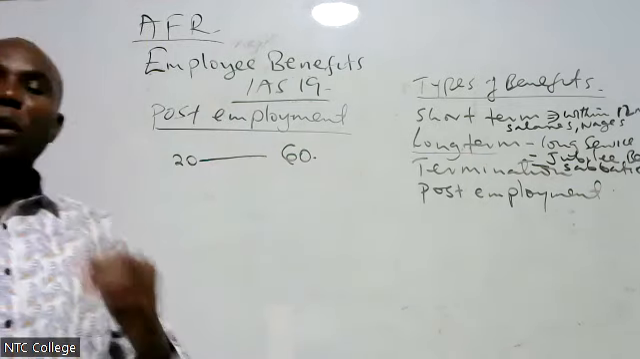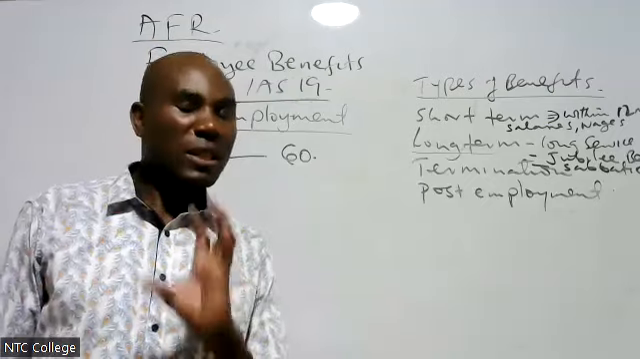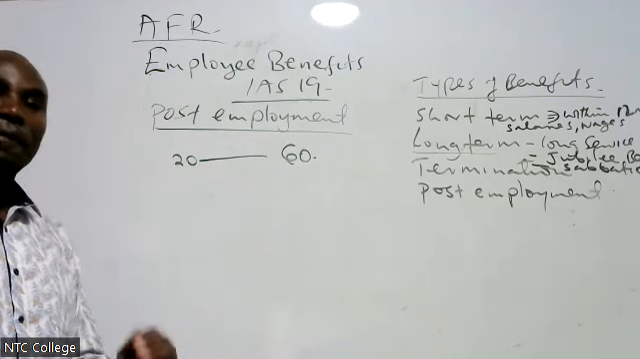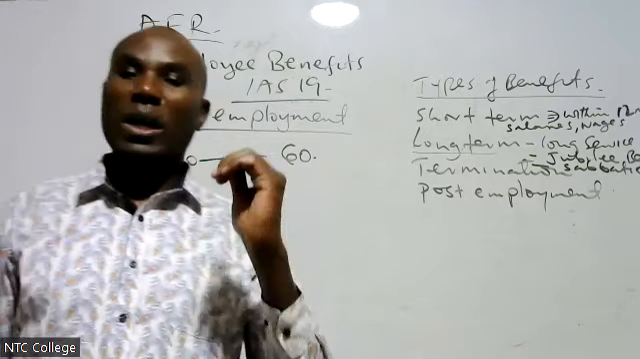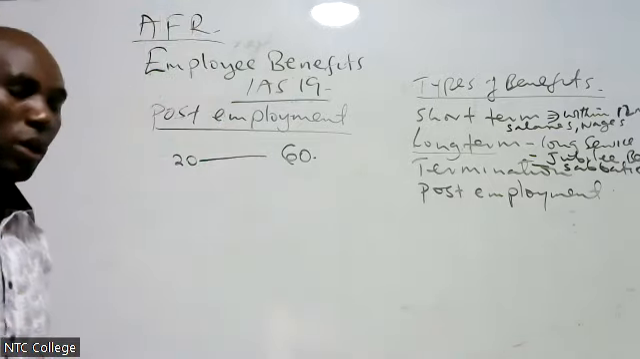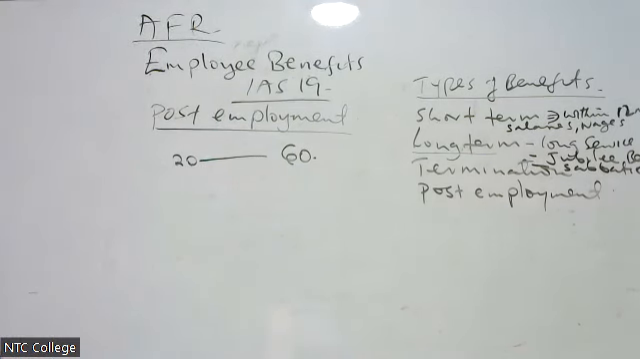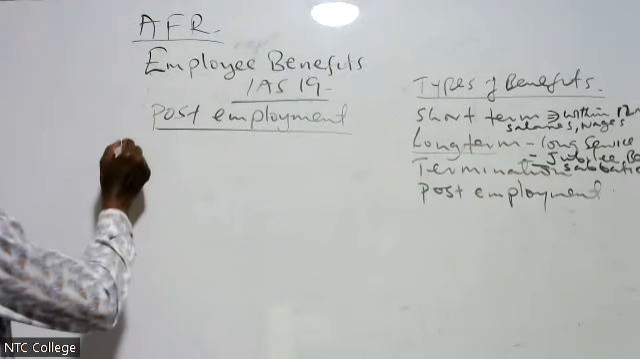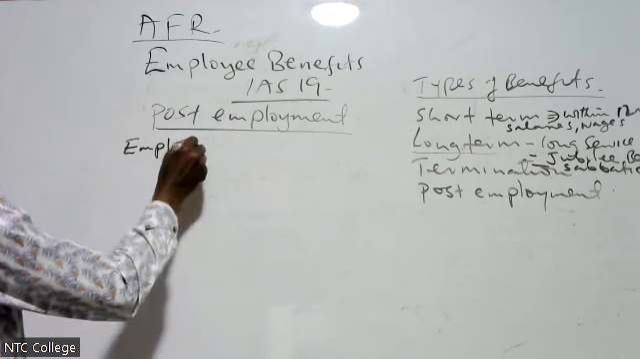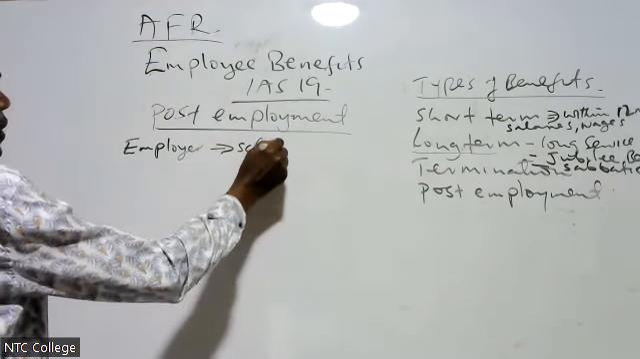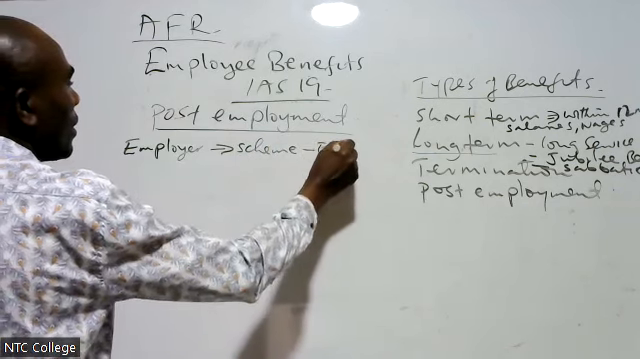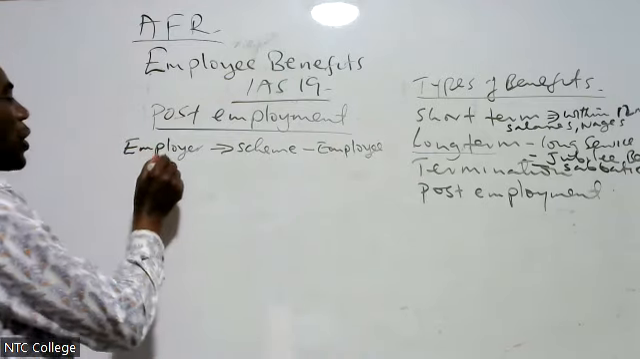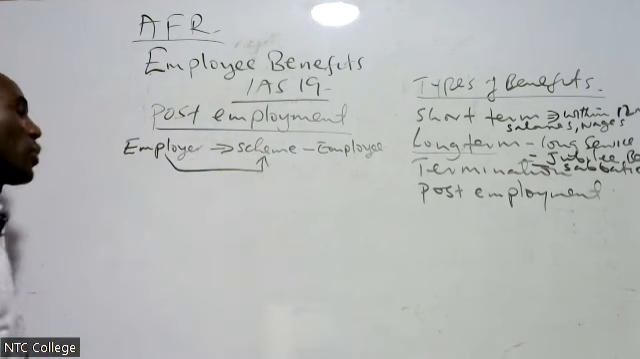And in these 40 years, somebody is promising to pay you. Listen very carefully. Somebody is promising to pay you after 40 years. Therefore, here, the employer will enter into what we call a pension scheme. Now, how does a pension scheme work? Here we have the employer, then we have the scheme, then we have the employee. Each year, the employer will be contributing money to the scheme for your benefit post-employment.